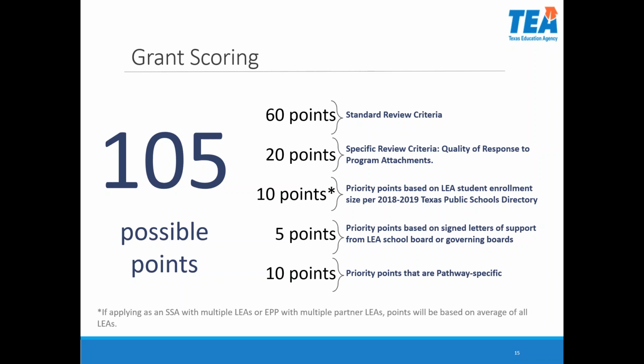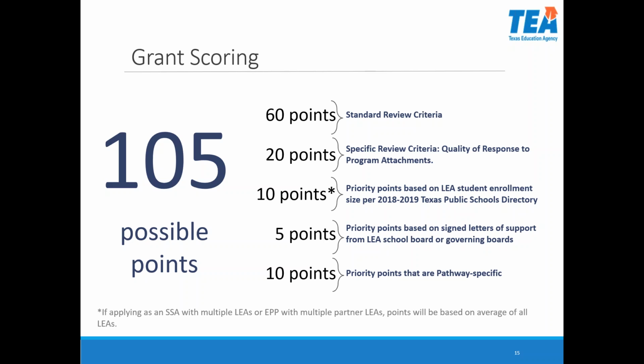There are 105 possible points that you can receive for this grant. The points are broken down into 5 categories. 1, the standard review criteria, which is used to score all state competitive grants, is worth 60 points. 2, the specific review criteria, which has been added to the Grow Your Own grant through the application questions and the attachment questions, is worth 20 points. These will be assigned based on the quality of responses to questions asked on the attachment document.